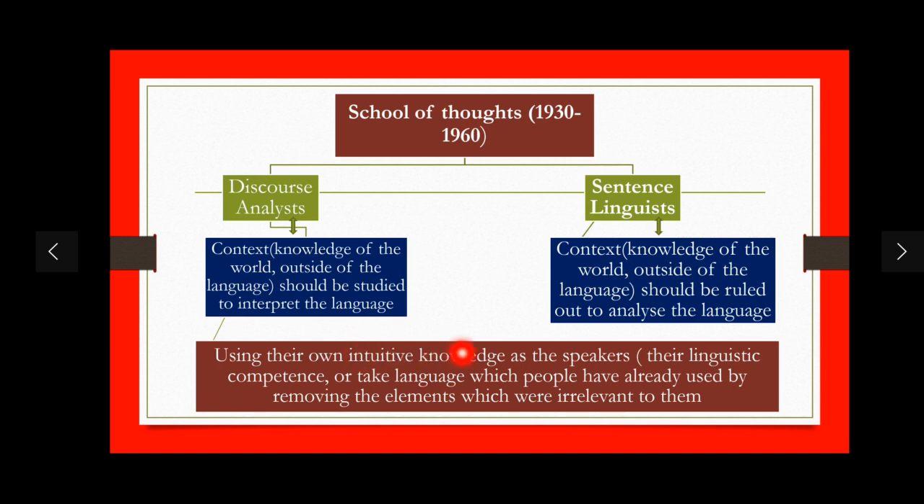So these were the two procedures adopted by sentence linguists. One was to use their own intuitive knowledge, and the second one was they observe the people or collect the data and remove all that was irrelevant, not important or necessary for them when they analyze a language or a sentence.